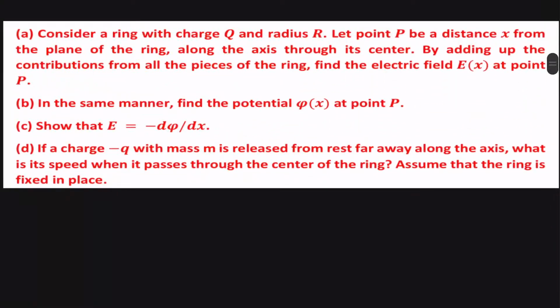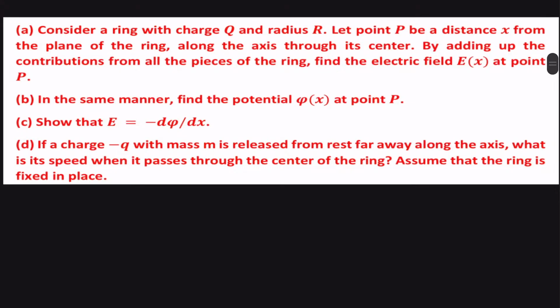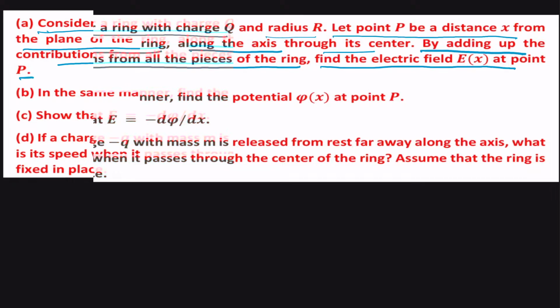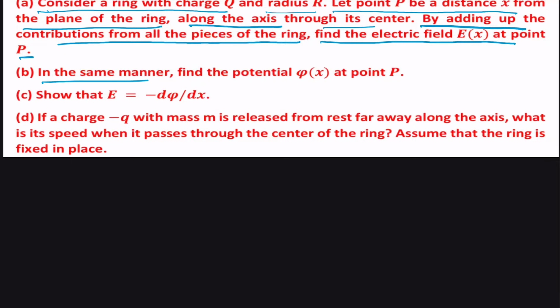It states that consider a ring with charge q, radius r. Let point P be at a distance x from the plane of the ring along the x-axis through its center. Part A, by adding up the contribution from all the pieces of the ring, find the electric field at the point P. Part B, in the same manner, find the potential phi of x at point P.